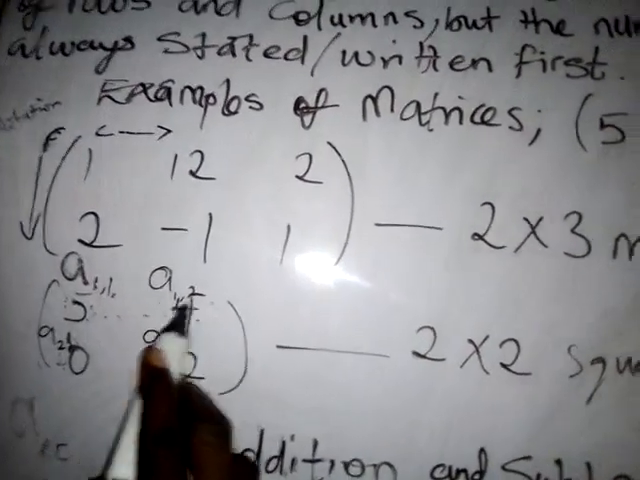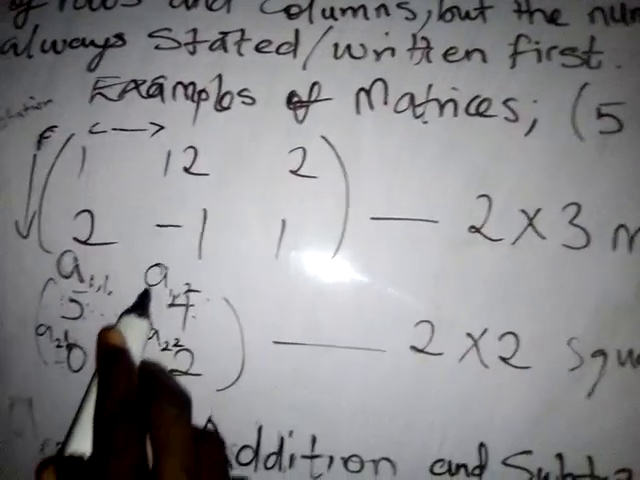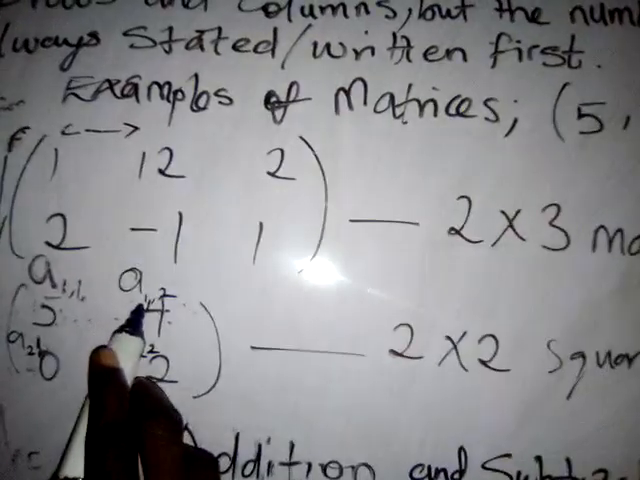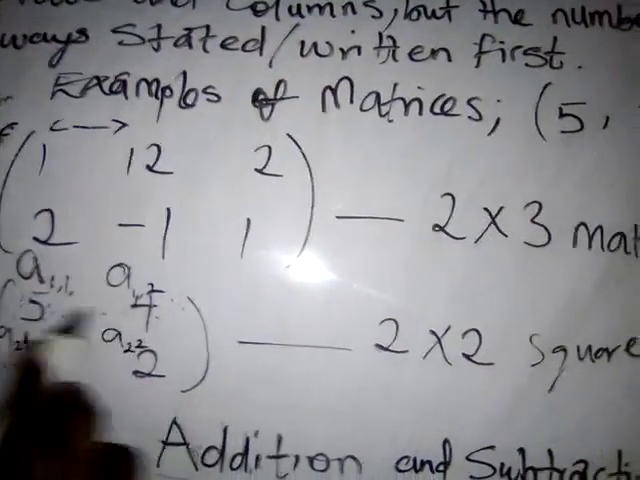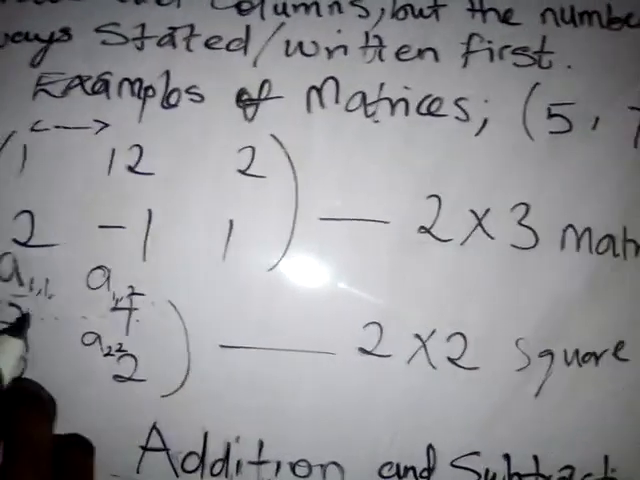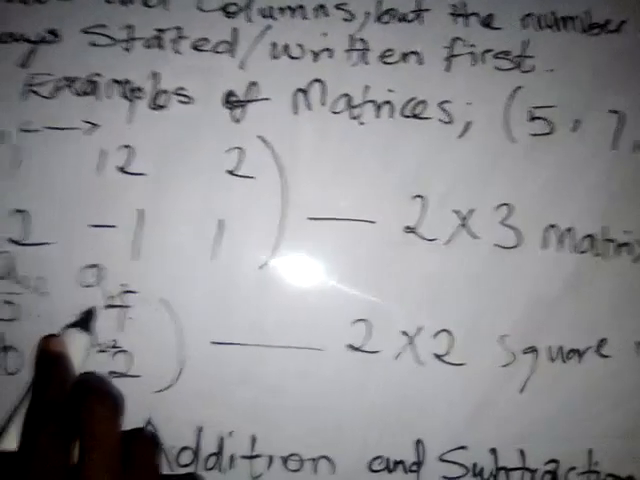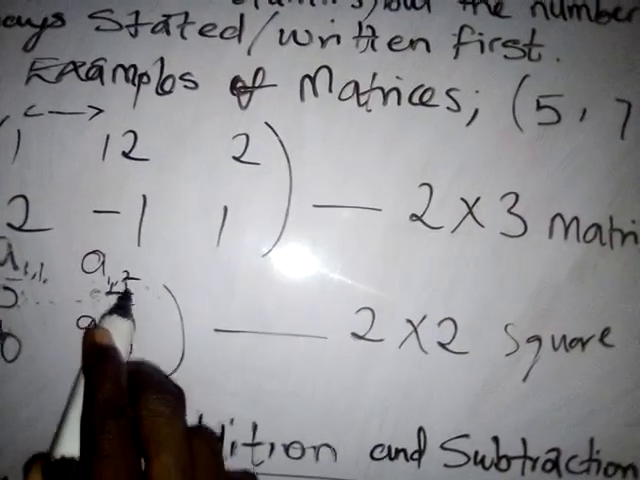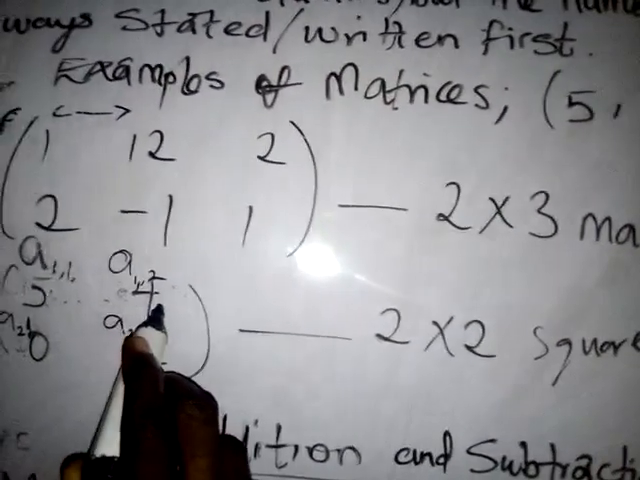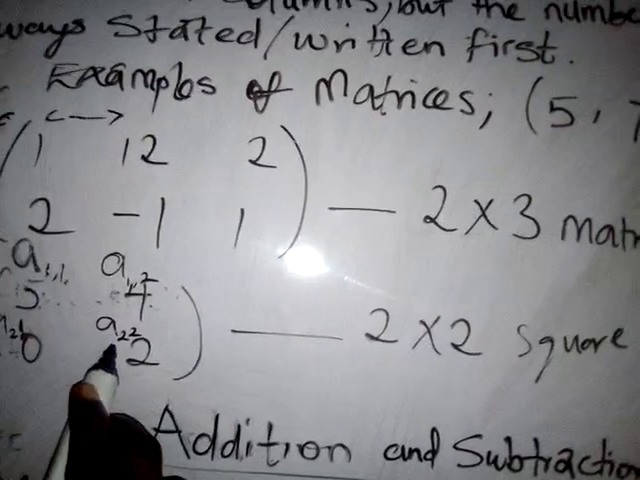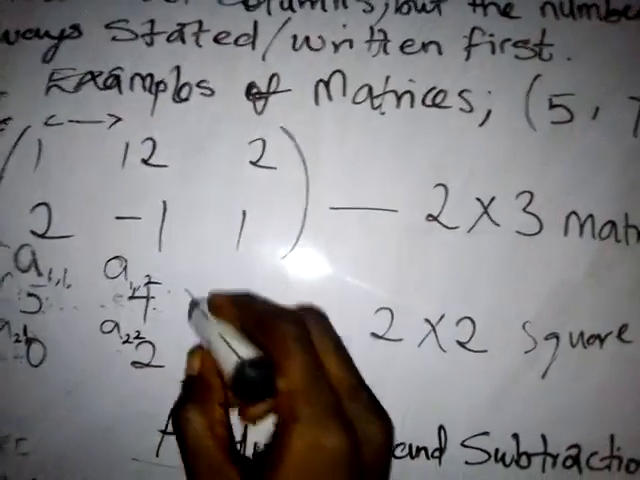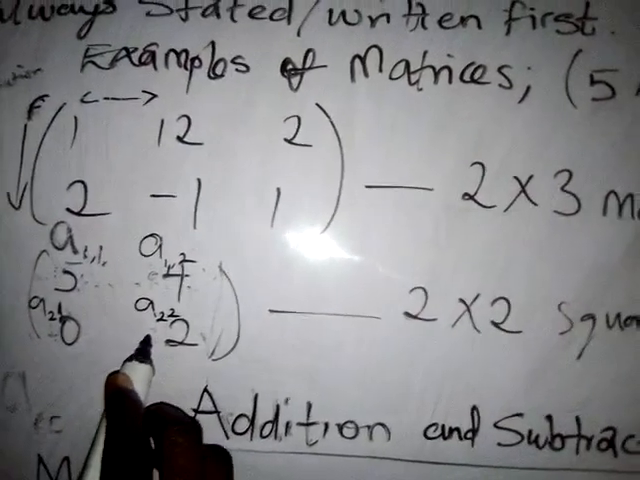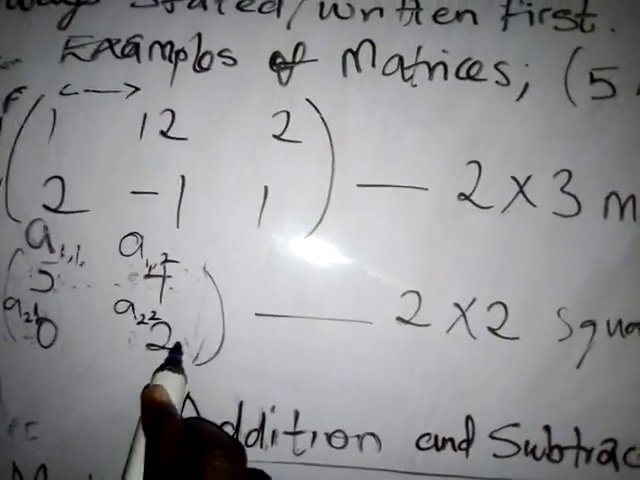If you move to this side now, you see this is A12. A12. This one represents the row, because we are still in the first row. Do you understand now? We are still in the first row, while this is the second column. Do you understand now? Here, we are in the second row, and we are also in the second column.